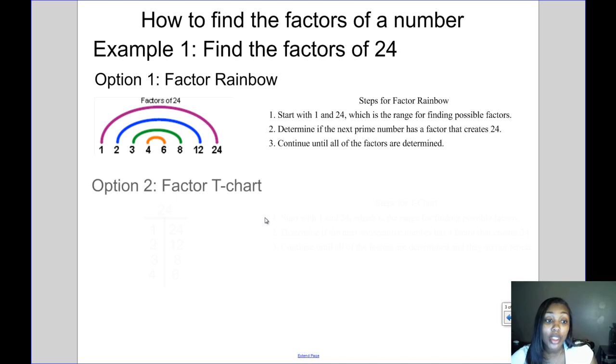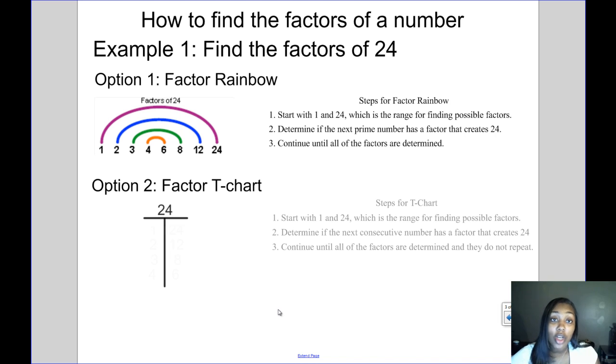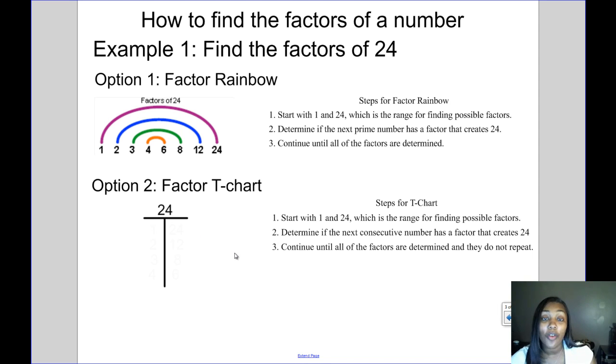Your second option is that you can use what's called a T-chart. The reason it's called a T-chart is because it actually looks like the letter T. You're going to put the number at the top of the T. Then on each side of the letter T, you're again going to look for pairs of numbers that multiply to give you 24. Again, you always want to start with 1 and the number because you always know 1 times that number will give you that number. So the first factor pair would be 1 and 24.